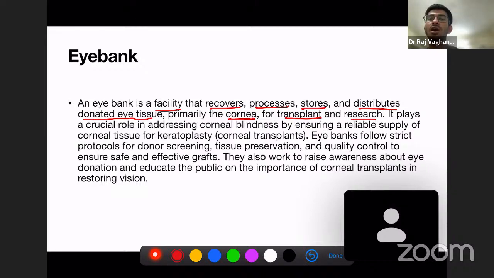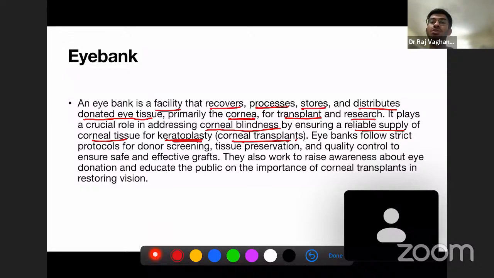It plays a crucial role in addressing corneal blindness. If there's corneal blindness, you can contact the eye bank and ask whether they have the cornea or not. If they have, they will provide you with the cornea, and by that you can treat your corneal blindness, by ensuring a reliable supply of corneal tissue for keratoplasty, that is, corneal transplants.